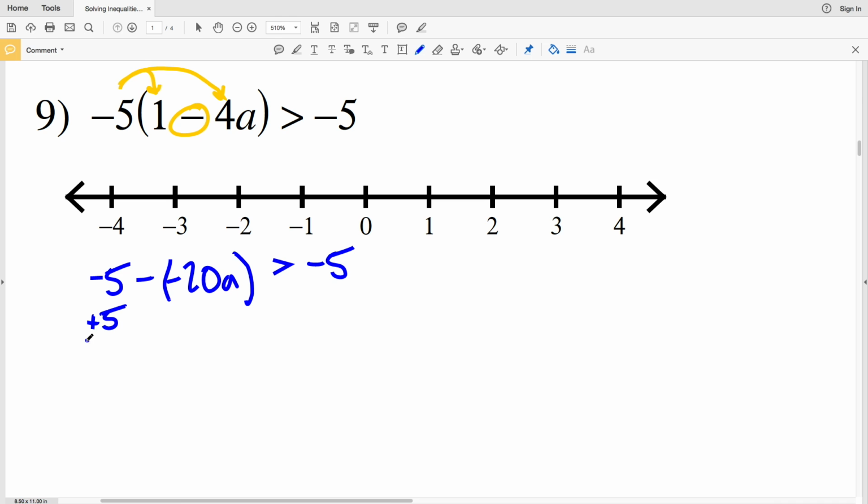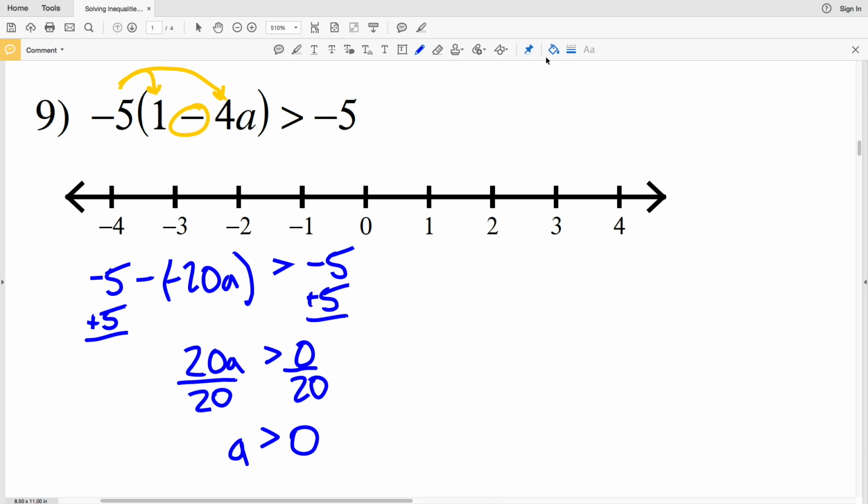So I'm going to add 5 to both sides, so I get the term with the a all by itself. Negative 5 plus 5 is 0. 0 minus negative 20a is the same as 0 plus a positive 20a. So I'll have positive 20a, and that's going to be greater than negative 5 plus 5, which is 0. Dividing both sides by 20, I'll get that a is greater than 0, since 0 divided by any number is 0. So I'll circle my 0, not shading it in, however, shading everything to the right since a is greater than 0.